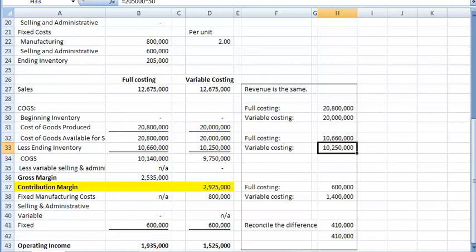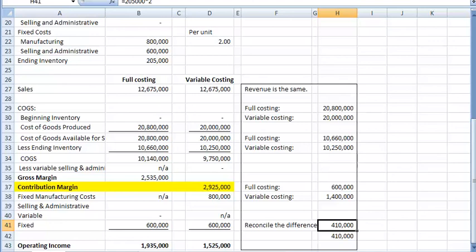So if we look at the difference here, I've got it calculated down here. The $1,935,000 minus your $1,525,000 is $410,000. Another way to look at that, though, is just by taking your ending inventory times your fixed manufacturing cost per unit. So the difference can be recalculated by just taking your ending inventory times your fixed manufacturing cost per unit. And so that's the difference that flows all the way down.